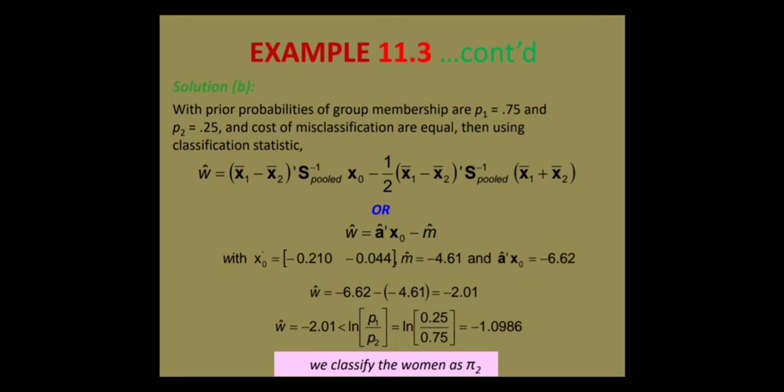Cumanya kena comparekan dengan this ln of 0.25 over 0.75, which is kalau kira you akan dapat 1.0986. Okay, so Y0 minus dengan M. Okay, Y0 minus dengan M, you akan dapat negative 2.01, which is less than negative 1. So also we classify the newcomers. If we know the nilai probability, we classify the newcomer as the second group, which is the carrier. Okay.